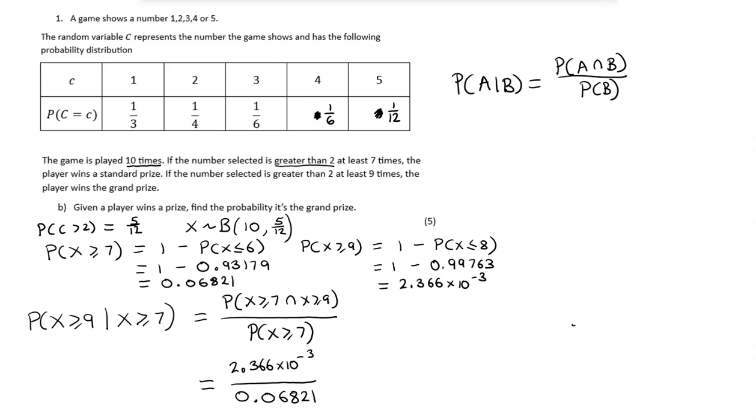Just like that. And then we can work that out to get 0.0347, which makes sense, as we get a slightly bigger probability of getting the grand prize than just generally getting the grand prize. Because if you already know the player had won a prize of some sort, that's going to increase the odds that they have won the grand prize.